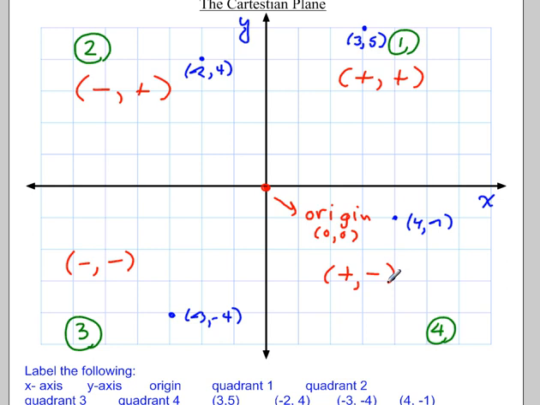And that is basically everything you need to know about the Cartesian plane. Don't forget, when you're graphing points, move left or right first, always x first, then move up or down second, the y comes second.